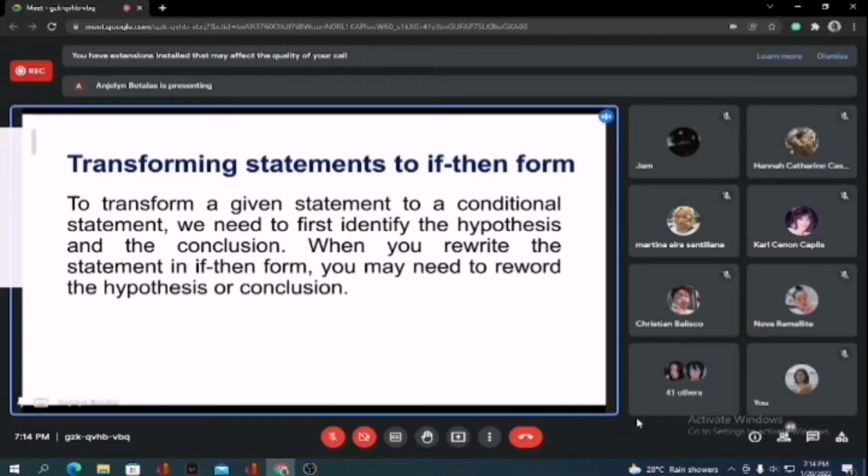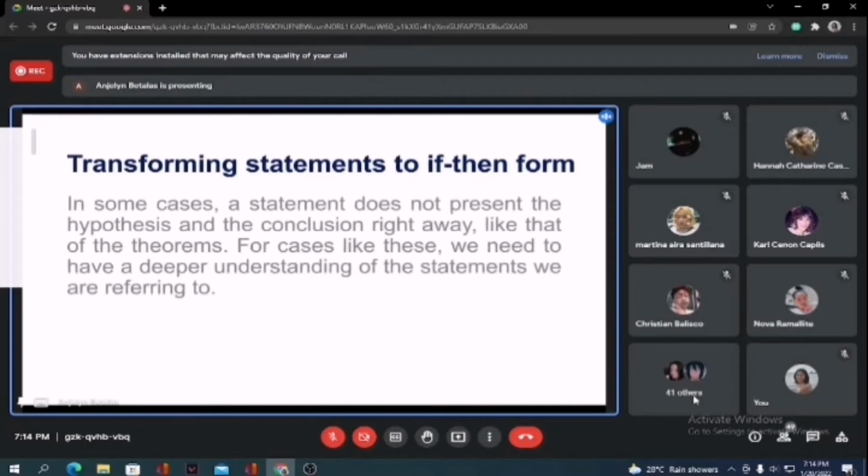So next is transforming statements to if-then form. To transform a given statement to a conditional statement, we need to first identify the hypothesis and the conclusion. When you write the statement in if-then form, you may need to reword the hypothesis or conclusion. So the technique is, given a statement you want to rewrite into if-then form, identify first the hypothesis and then the conclusion. Okay, let's have an example.